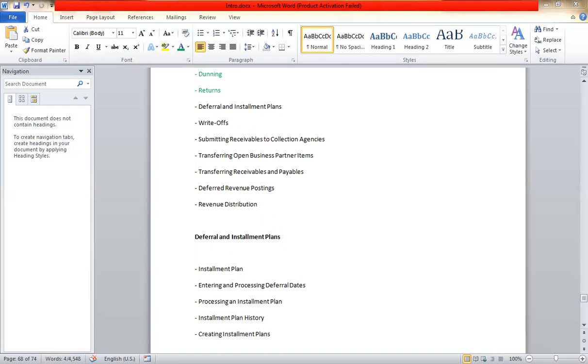Means this is the same case when a contractor is having both the electricity and water supply under him, and the electricity contract is broken, then all the liabilities get transferred to the other. This is transferring of open business partner items.